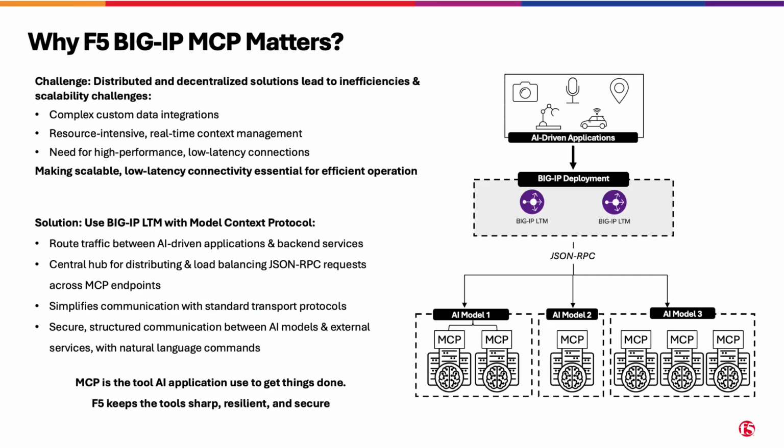AI systems often face challenges like complex integrations, resource-heavy management, and low latency demands. F5 BIG-IP MCP solves this by routing traffic, balancing JSON-RPC requests, simplifying communication, and ensuring secure, seamless interactions between AI models and external services, keeping everything efficient and resilient.